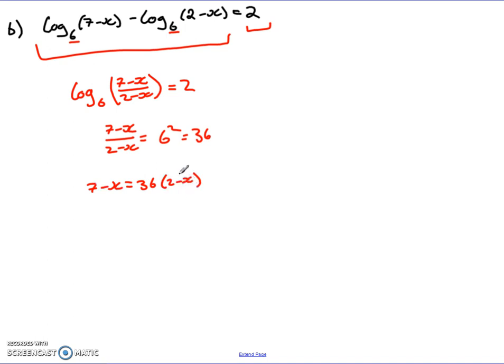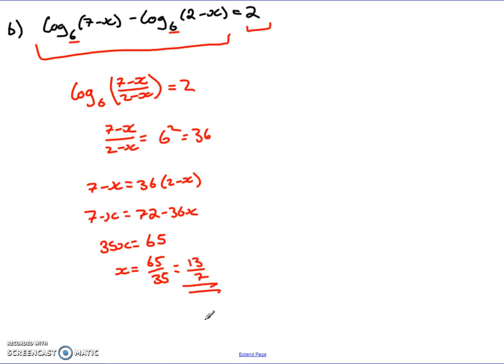Then it's a case of just simplifying it, getting all the x's to one side, all the numbers to the other, and we're done. So we get 7 minus x equals, multiply out the bracket, 72 take away 36x, shift all my x's to the left, all my numbers to the right, I get 35x equals 65. What I can then do is simplify it, and I get x equals 65 over 35. Simplify that fraction as much as you possibly can, and I get 13 over 7. So that's my answer there. I get x equals 13 over 7. If you wanted to check it, just stick it all in your calculator and it should all work out.